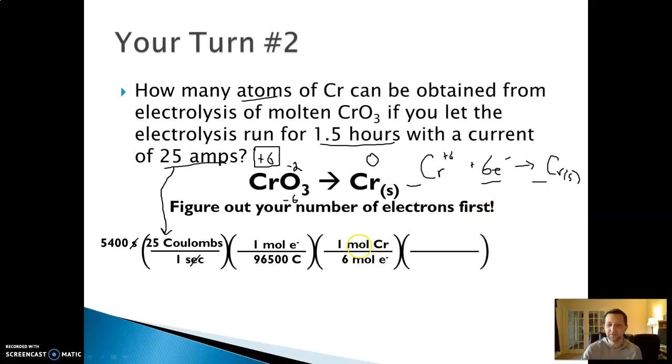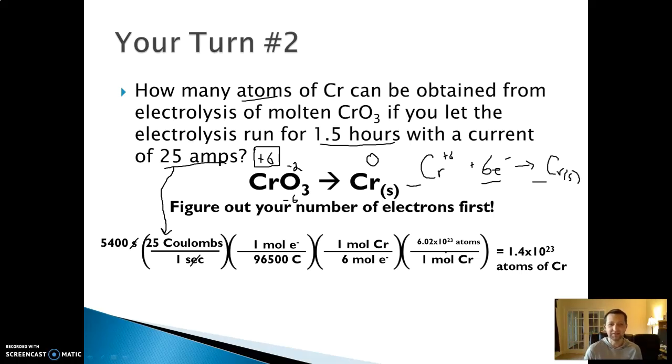Now I go from moles of chromium into atoms. If I wanted to figure out how many grams of chromium I plated out, I would just go from moles to grams and use the molar mass. But since I'm going into atoms, I need to use Avogadro's number, 6.02 times 10 to the 23rd atoms. Pop all that into my calculator. Proper sig figs here. If you're counting the 25 as 2 sig figs, the 5,400 as 2 sig figs, it gets a little weird here, but 2 sig figs, 1.4 times 10 to the 23rd atoms of chromium for your answer there. Okay? That takes care of it, guys.